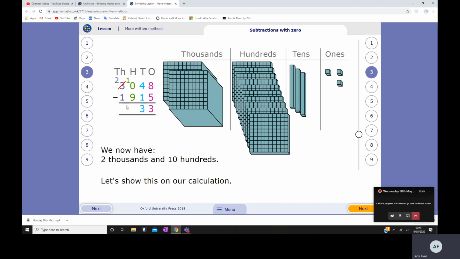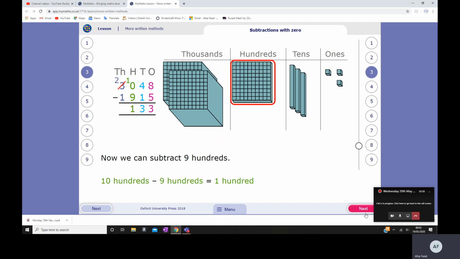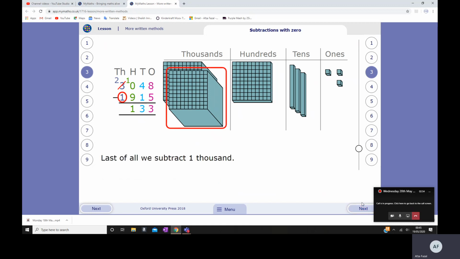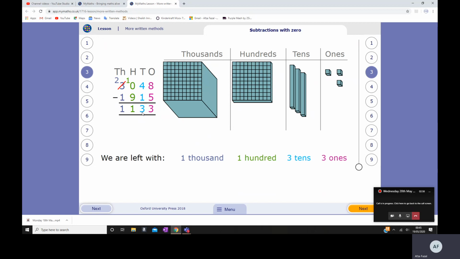Now you can do 10, take away 9. So 10 hundreds, take away 9 hundreds. And then your thousands, you've got 2,000, take away 1,000. And there's your answer. To check your answer, you will do the inverse. The inverse is the opposite operation.